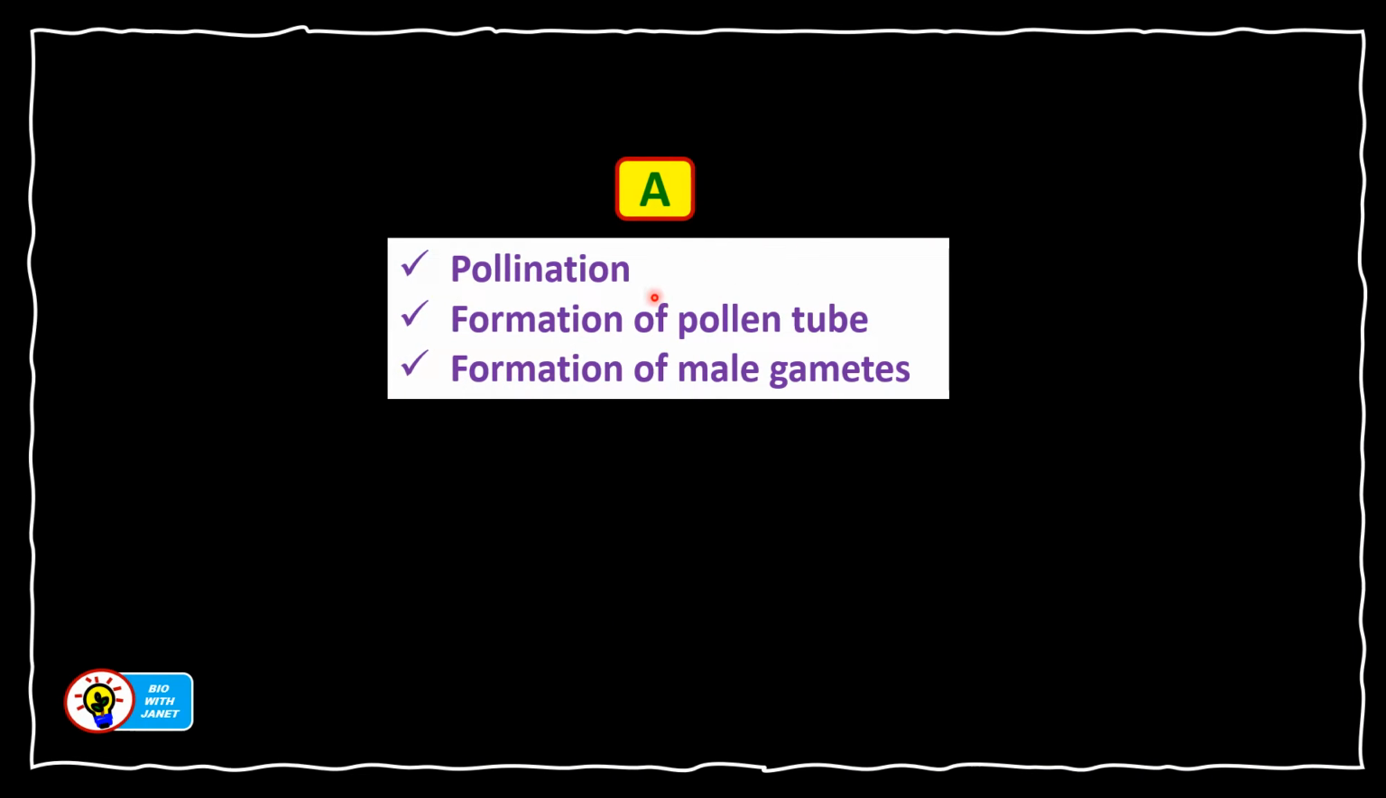So let's start with pollination, the formation of the pollen tube, and formation of male gametes. Three important events that occur after the formation of the pollen grains.